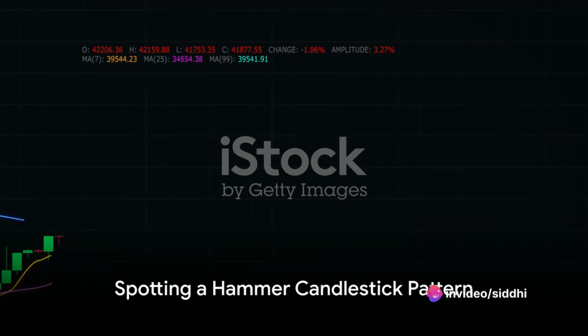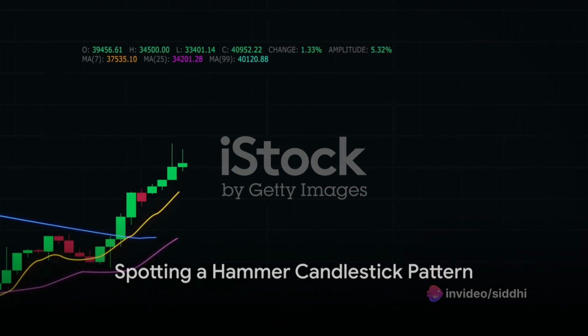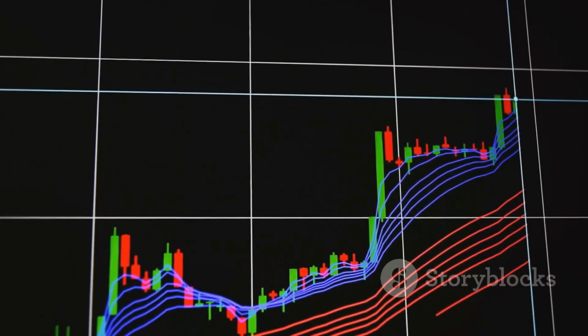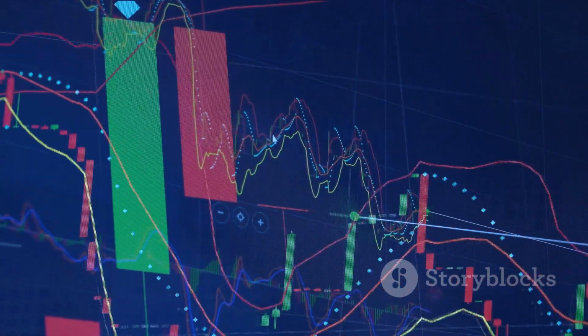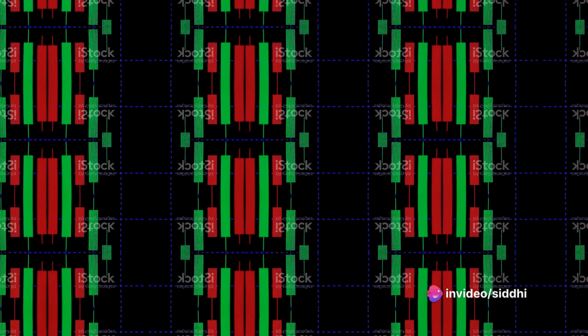So, how does one spot a Hammer Candlestick pattern? The pattern emerges at the end of a downtrend, a bearish signal, and it indicates that the market is attempting a bullish reversal. The longer the lower wick and the smaller the body, the more significant the potential reversal.